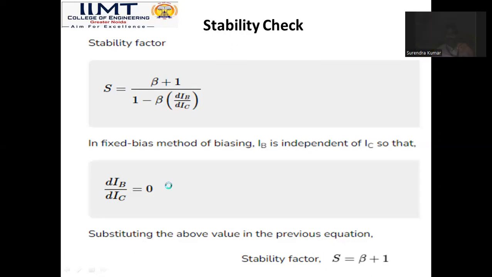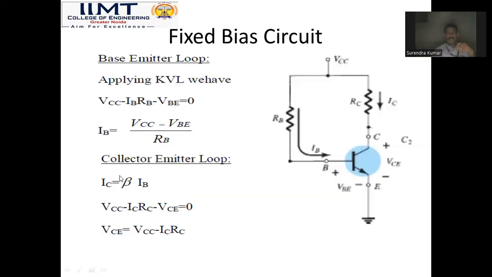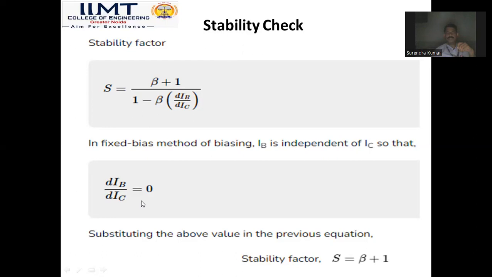Here you can see in this diagram, IB, the base current, is equal to VCC minus VB over RB. It is totally independent of collector current IC. So if we differentiate with respect to collector current, the value will be 0. So dIB over dIC is equal to 0. Here, if we put the value in the stability factor, we will have only beta plus 1. It is quite large, and the value of collector current will be changing by this factor beta plus 1.